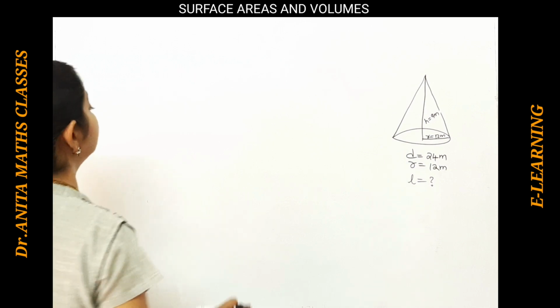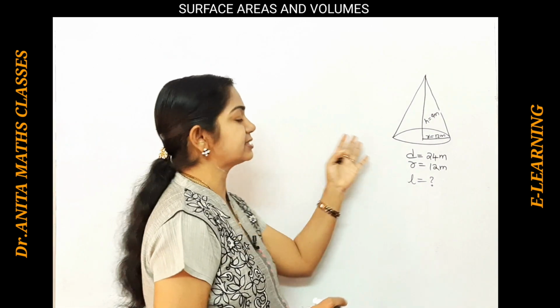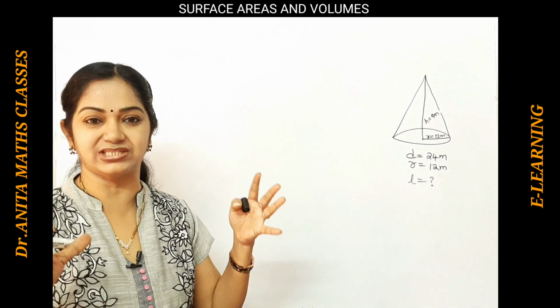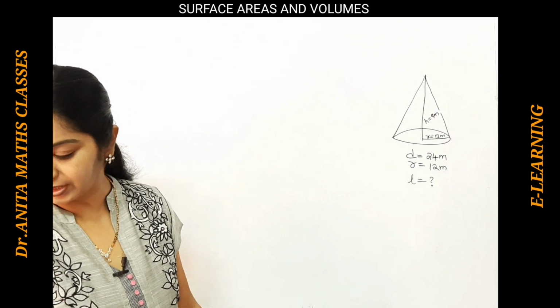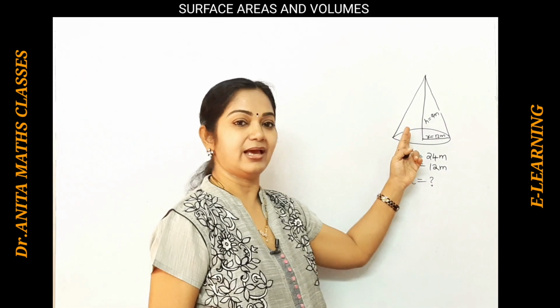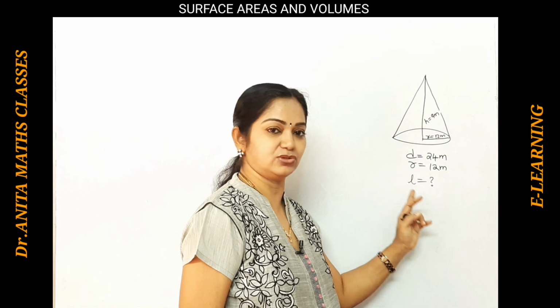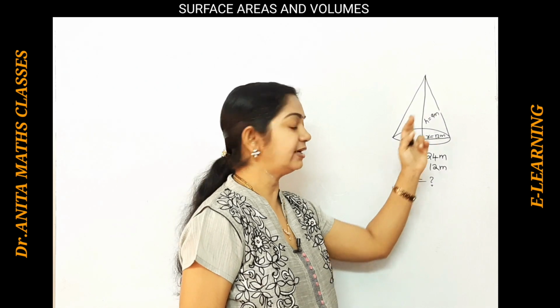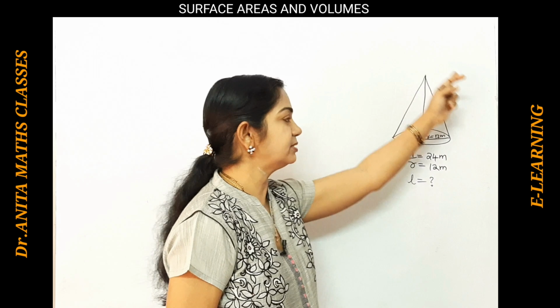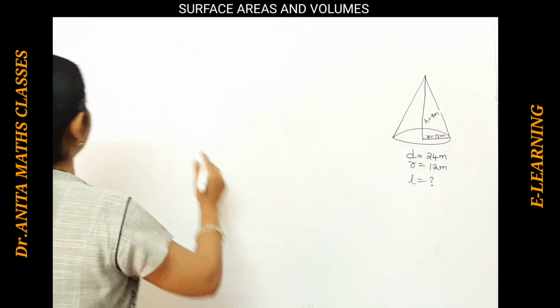Why are we assuming this as a conical shape? Because nowhere is it given that it is a cone or a cylindrical tent. So why do we have to assume? Because the height is given and the slant height is asked. Where do we find slant height and height? Only in the case of a cone. So we have to assume this as a conical tent.